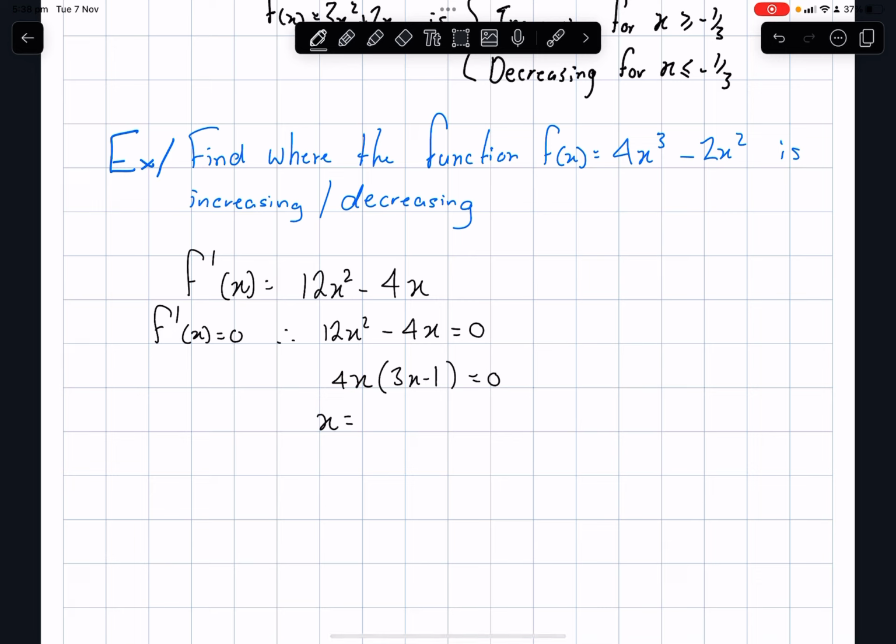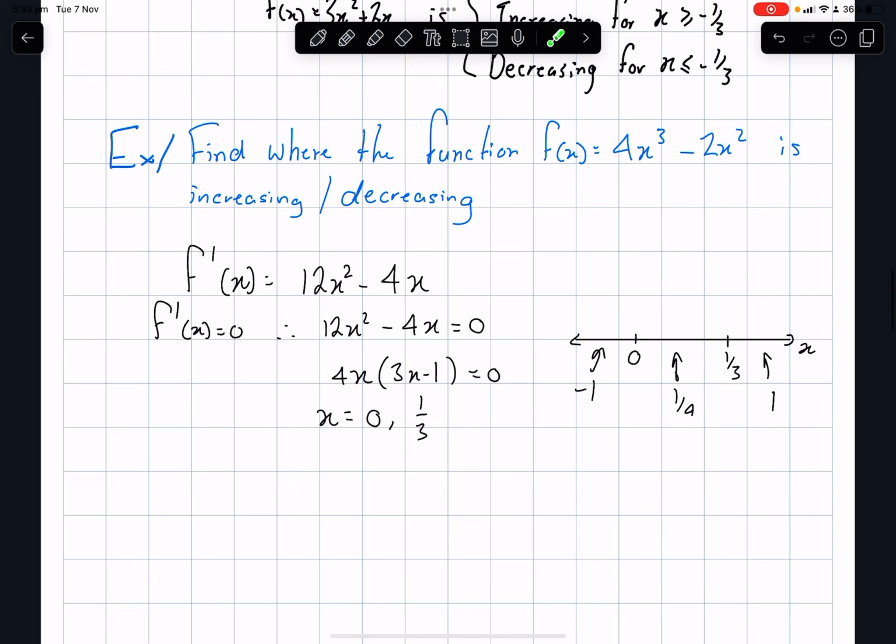Now I can use the null factor law. The x that makes that equal 0 is 0, and the x that makes this 0 is 1/3. So they're my two values I put on my sign diagram. So I've got 0 and I've got 1/3. Now -1 is smaller than 0. We'll go a quarter in there, and then we'll go 1 in there.